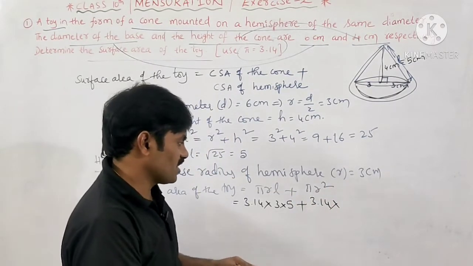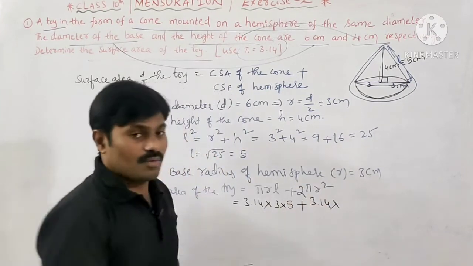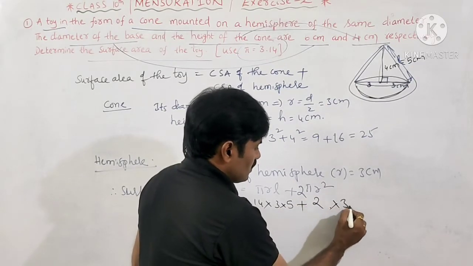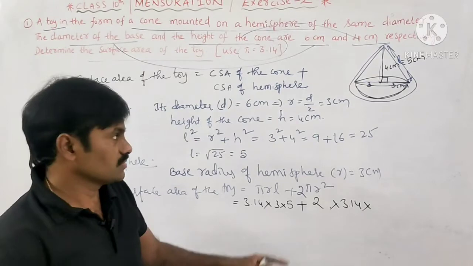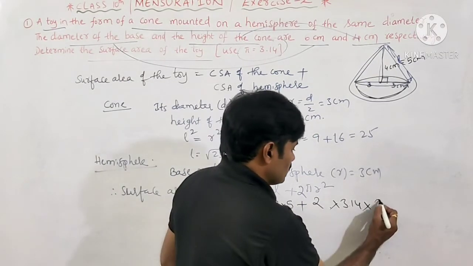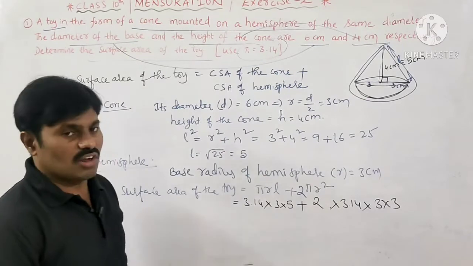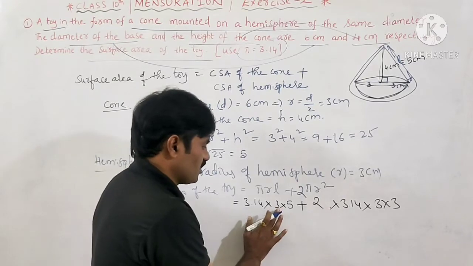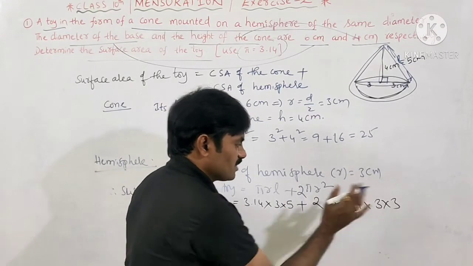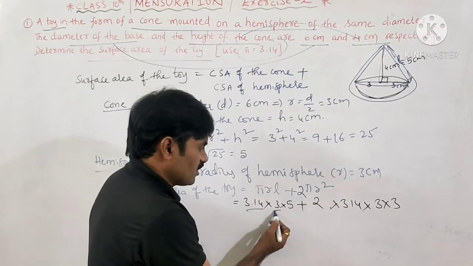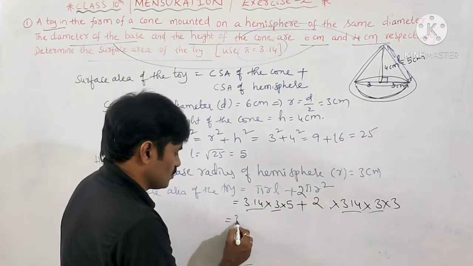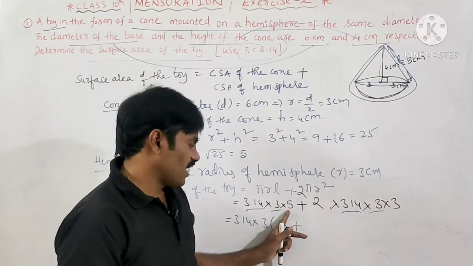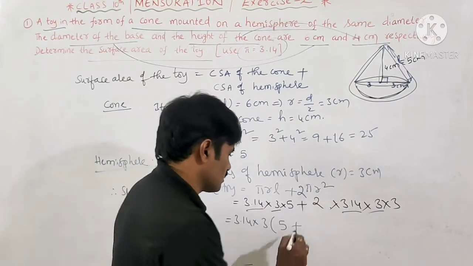I am sorry, here I should write 2 pi r square. So 2 into 3.14 into r square, that is 3 into 3. Now if I observe, the formula is 3.14 into 3 into 5 plus 2 into 3.14 into 3 into 3. Here 3.14 into 3 is common. Take it out. What are the remaining factors here? 5 plus 2 into 3, 6.